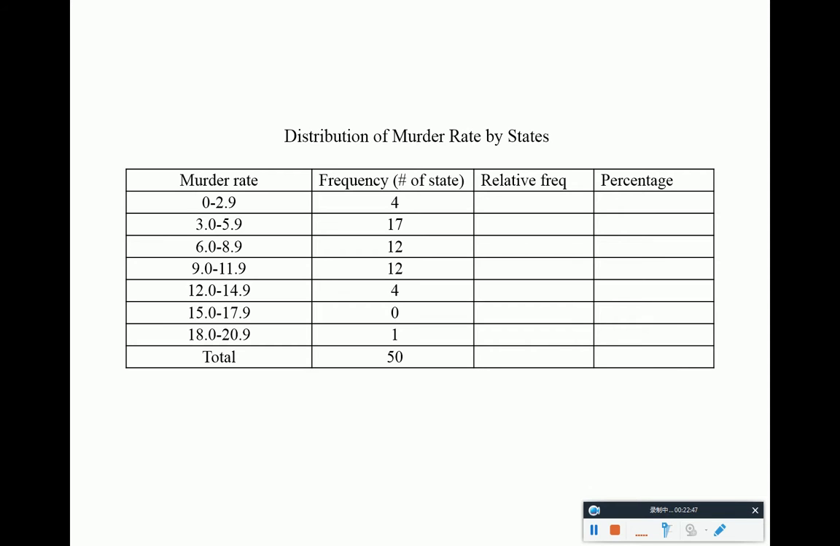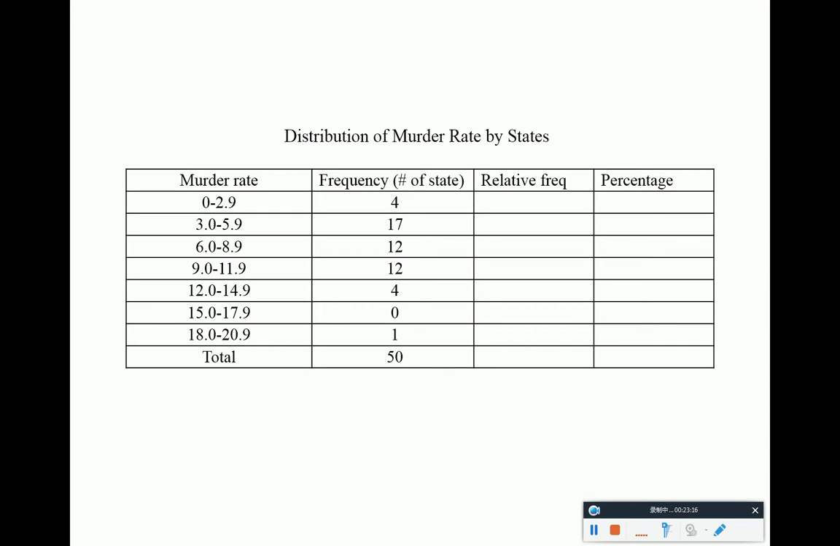because we obviously cannot do this, asking you to do this as we could in a face-to-face lecture. But okay, so anyway, tallying this is not very difficult. You just need to be very careful. So here we see that there are 4 states that have murder rates between 0 and 2.9, and you have the rest.